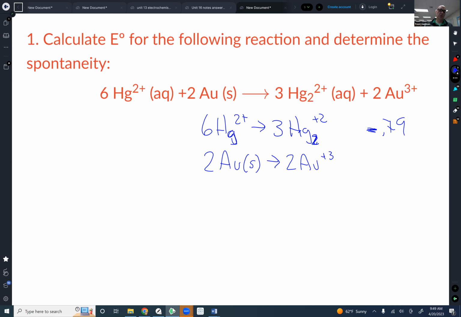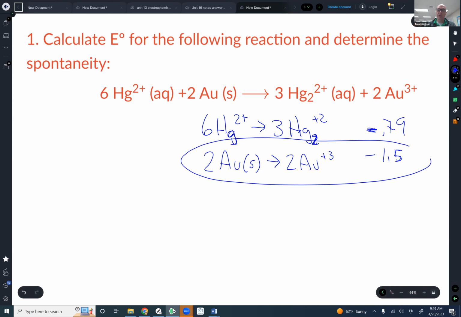And then my gold is going to be, here it is, gold. And again, it's reversed, so it's negative 1.5 is how they've got it. All right, so now I've got my two voltages. Both of them are negative. You start with the larger value. This one is going to be the anode. This one then would be my cathode.